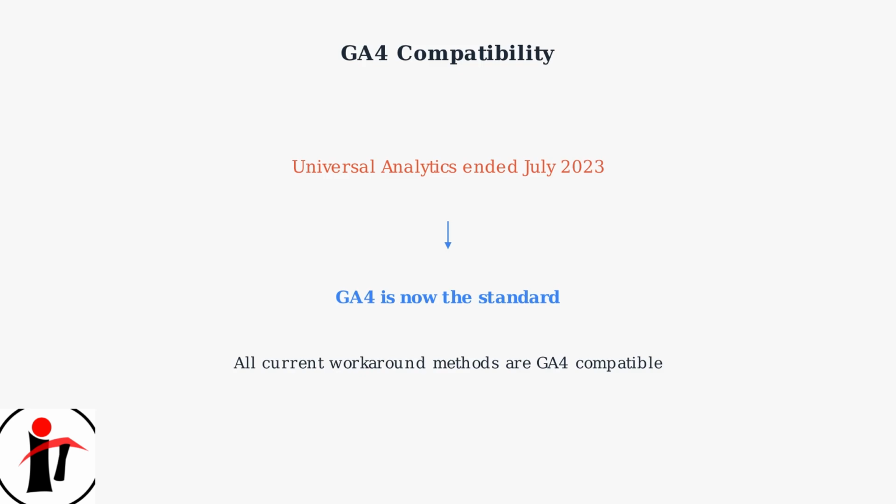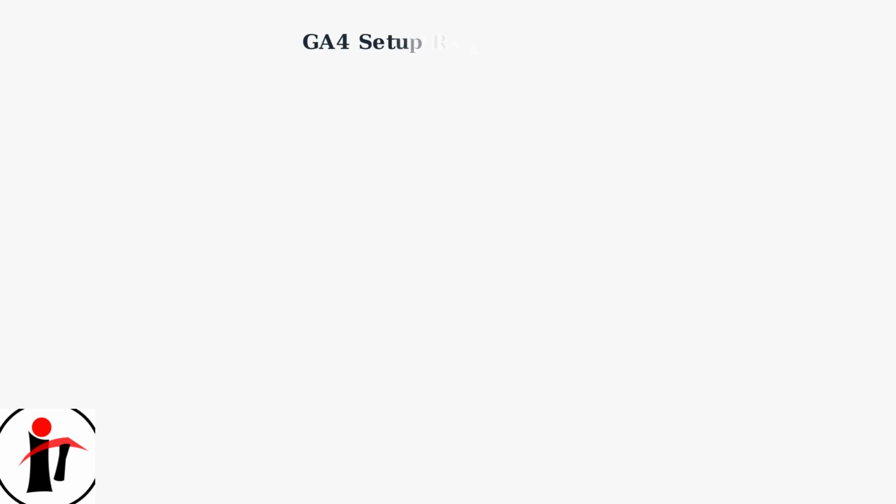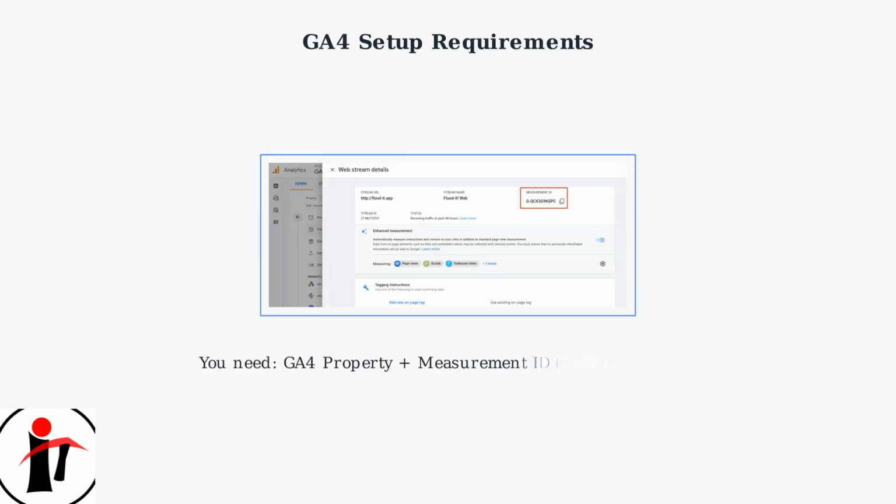All current integration methods are compatible with Google Analytics 4, which became the standard after Universal Analytics sunset in July 2023. This ensures your tracking setup will work with the latest analytics platform. To integrate GA4 with Substack, you need a GA4 property with its unique measurement ID. This ID, which starts with G, is essential for all tracking implementations.